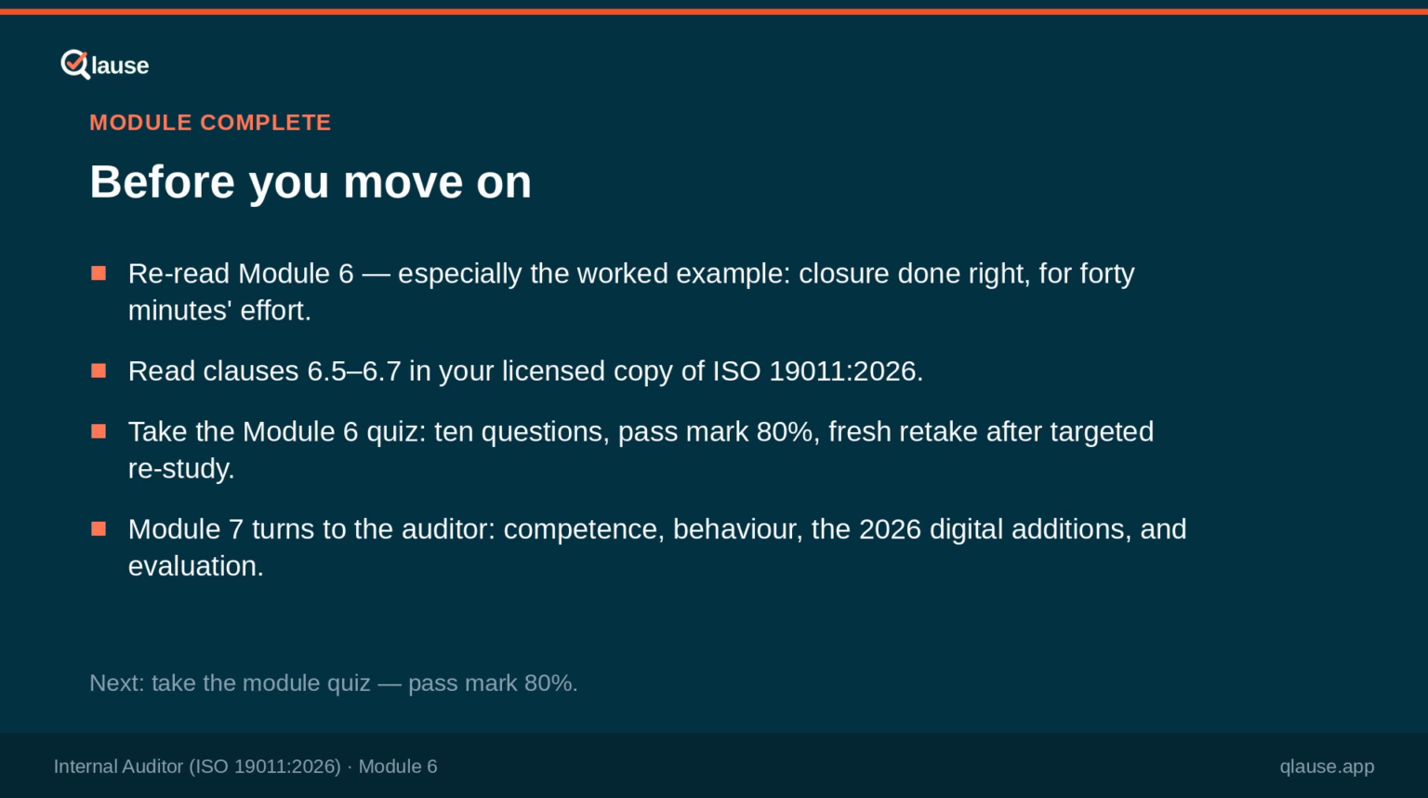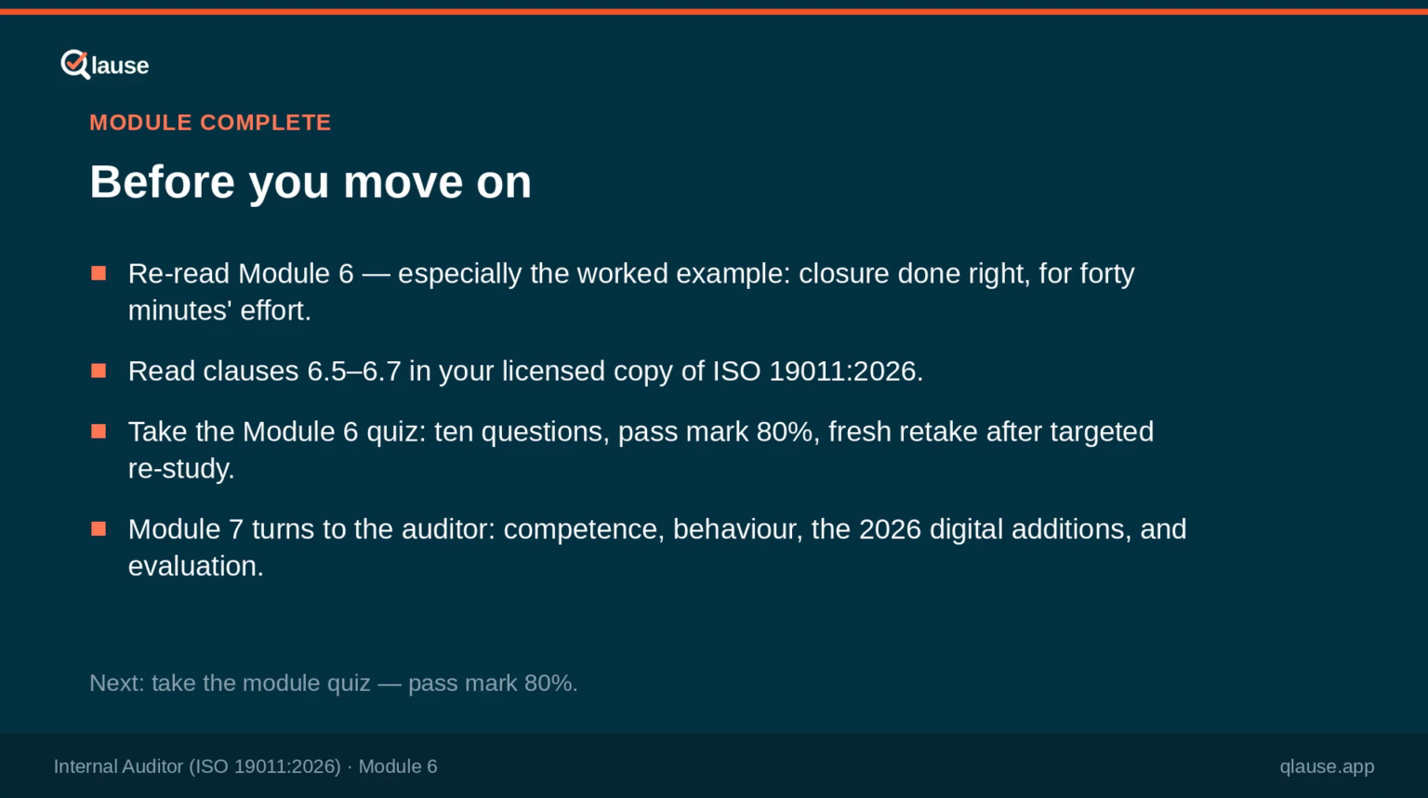Before you move on, reread Module 6 in the study guide, especially the worked example of closure done right. Read clauses 6.5 through 6.7 in your licensed copy of the standard. Then take the Module 6 quiz. 10 questions, pass mark 80%, with a fresh attempt after targeted restudy if you fall short.